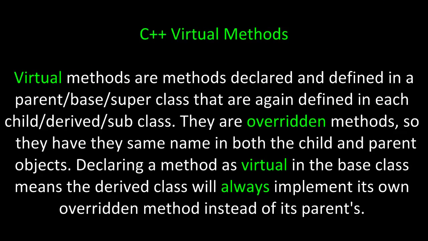C++ virtual methods. Virtual methods are methods declared and defined in a parent-based superclass that are again defined in each child-derived subclass. They are overridden methods so that they have the same name in both the child and parent objects. Declaring a method as virtual in the base class means the derived class will always implement its own overridden method instead of its parent's.